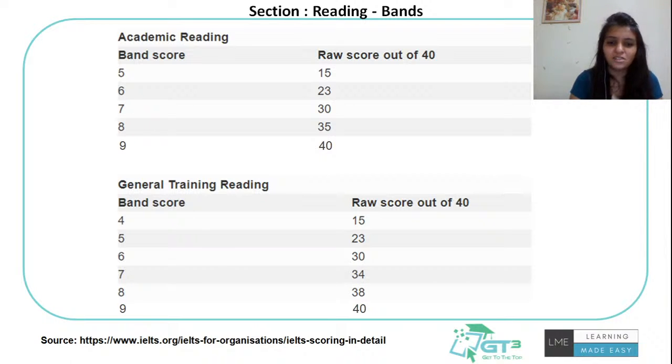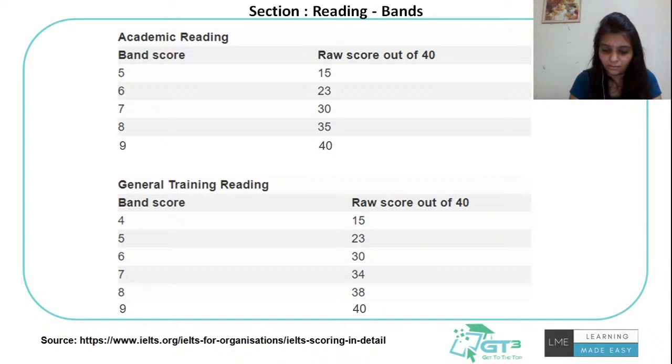I'll tell you. Because academic reading is a bit tougher than general reading. With the band criteria, they try to balance the score, so there is no major difference. And if you're talking about general training, 34 will score a 7 band. If you're targeting Canada as the main applicant, 7 band is mandatory. And if you're targeting Australia, 8 band is mandatory. And if you get 40 out of 40 in reading, then you'll get a 9 band score. So this is something about reading.